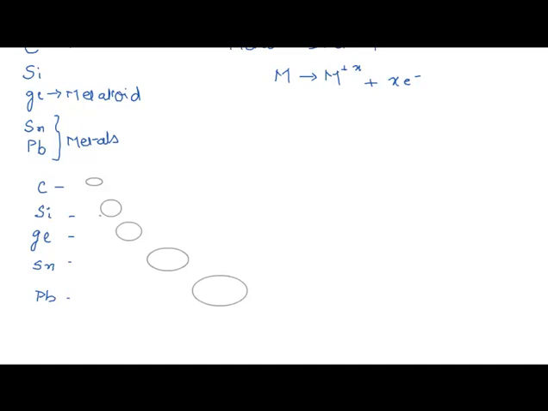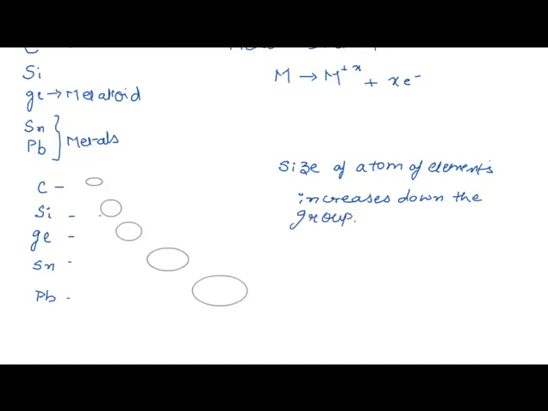Now what are we finding here? That the size of atom of elements, what is happening to the size of atom of elements, children? It is increasing down the group. Increases. Where is it increasing? Down the group. Right, children? So what will happen?